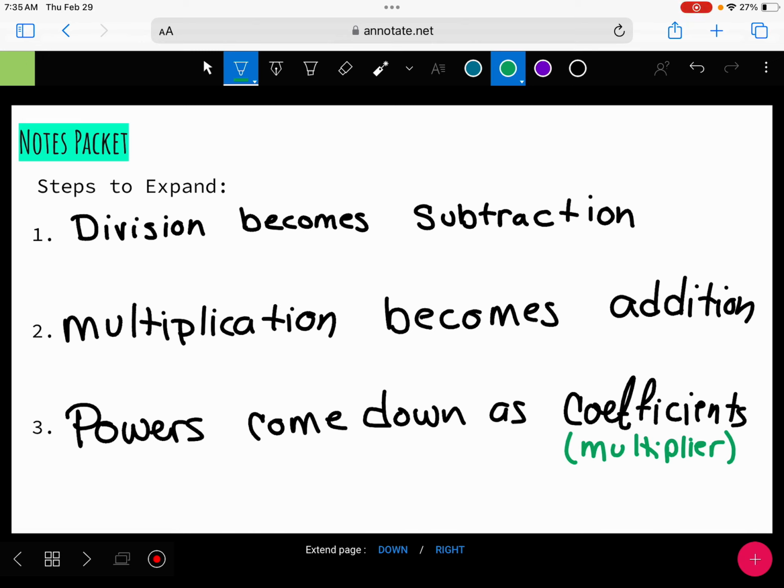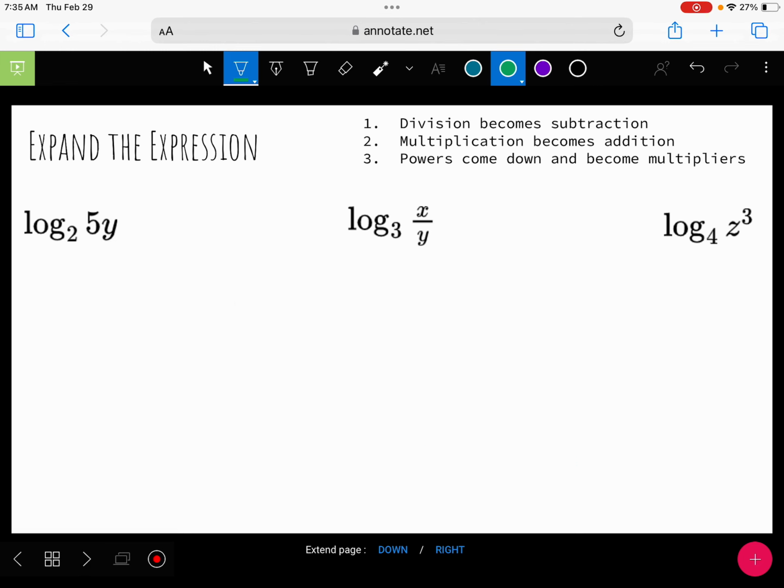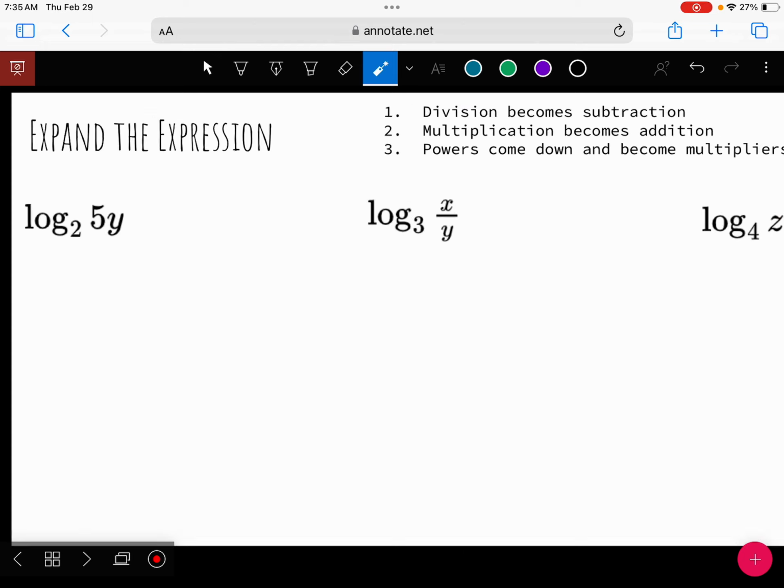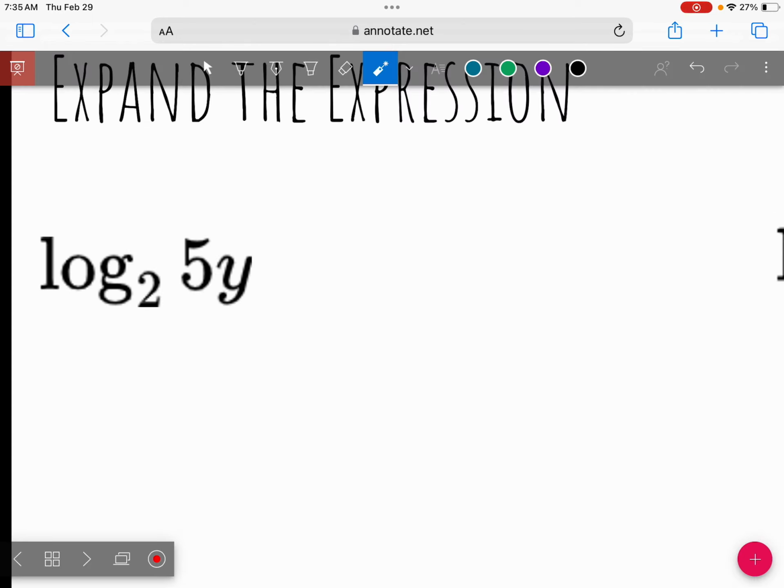Okay, so we're going to be working with these today. We're going to work with them bunches and bunches and bunches. So when we're working with expanding and things like this, I'm going to give you problems that look like this. This is 3 separate problems. So we have one here, and one here. And we're going to follow our 3 steps to make them as big as we can.